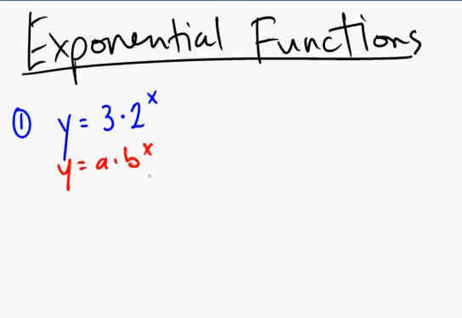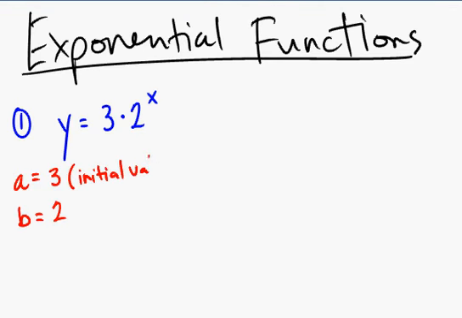Okay? So I think the best way to do this, if we have to graph this, is maybe write down a equals 3, b equals 2. The a stands for the initial value, and the 2 stands for the multiplier. All right?